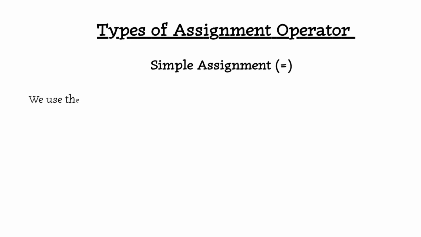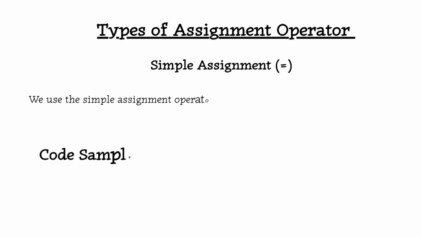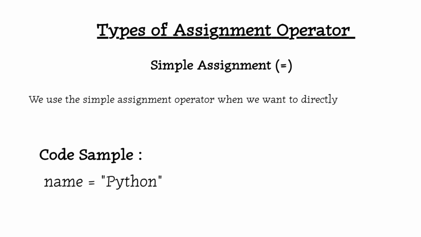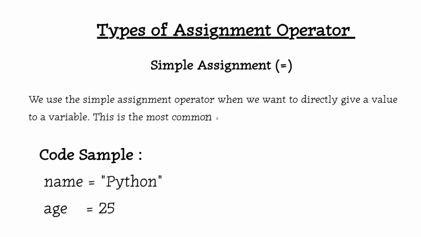Let's right now see the types of assignment operator. The first type is named the simple assignment operator, which is denoted by the equal to sign. We normally use the assignment operator when we want to directly give a value to a variable. This is the most common operator in Python. On this screen, I have shown an example as well. I am putting a variable name equal to Python and another variable age equal to 25. Here a string is stored in name and a number is stored in the age variable.